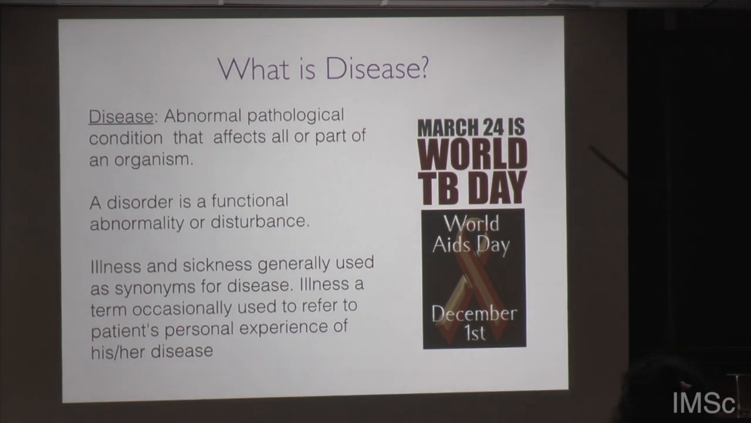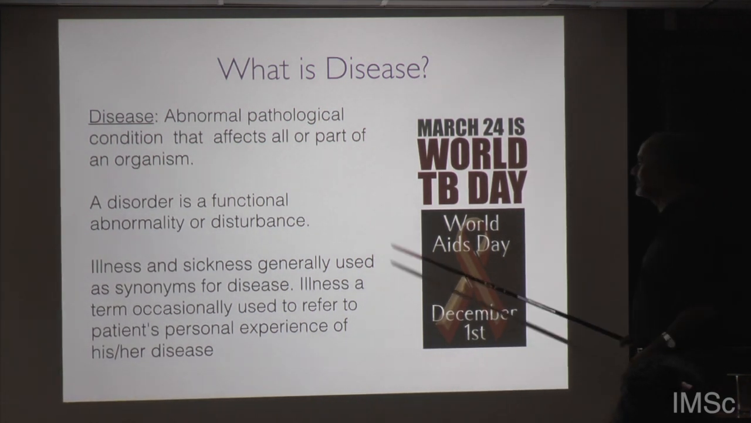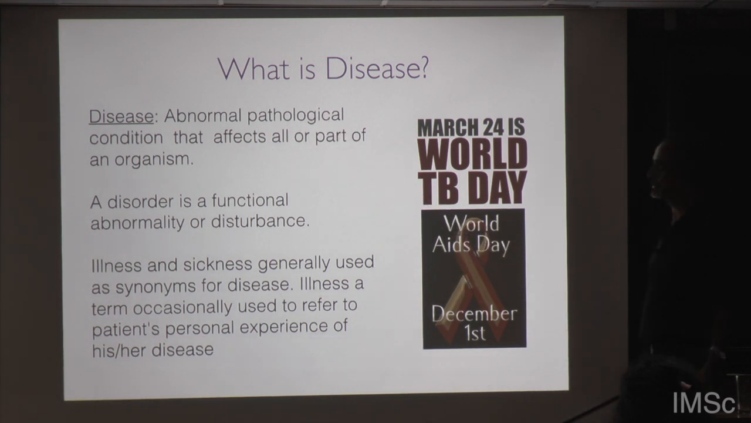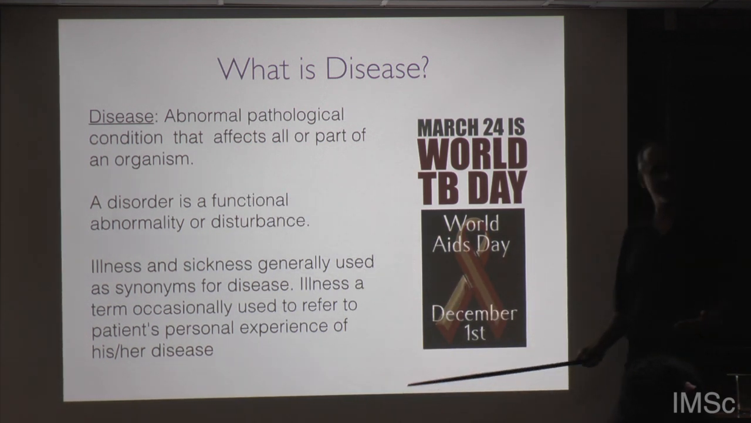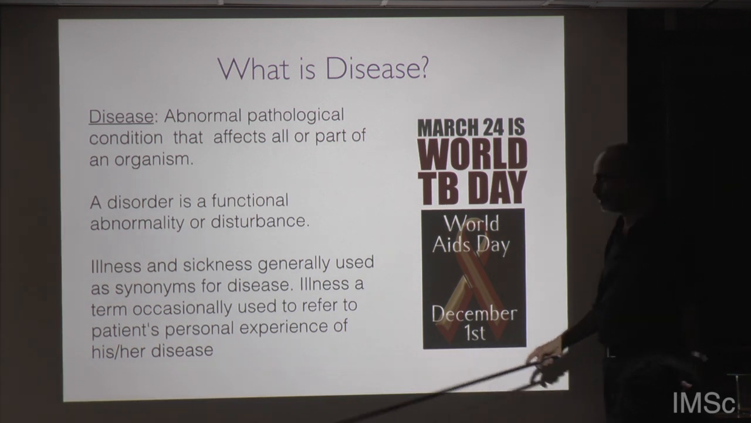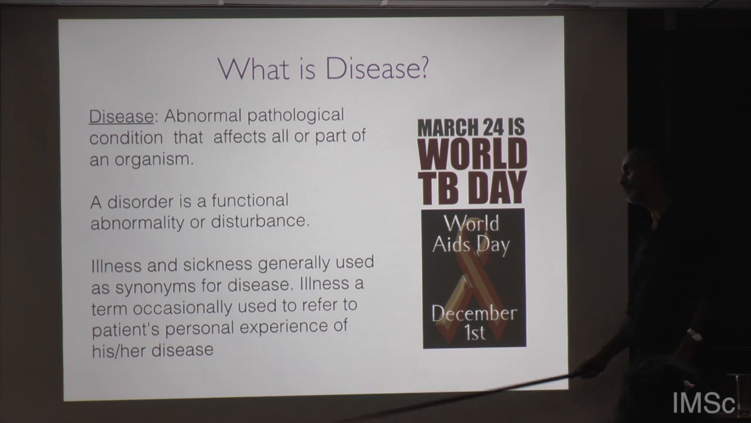So let's get to what is disease. A disease, at least we can say, is some abnormal pathological condition that affects all or part of an organism. And sometimes people use the word disorder, and disorder is just some abnormality in a function or some disturbance in regular function. Often we use the slightly more colloquial words illness or sickness as synonyms for disease.